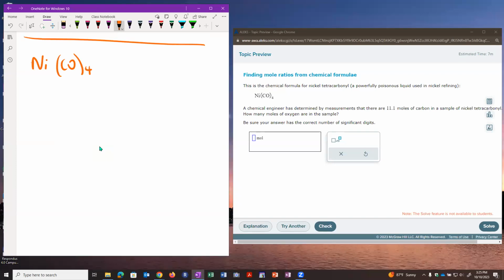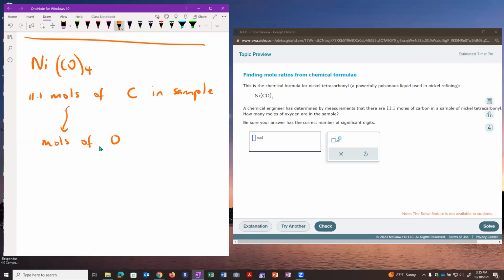and we're told that there are 11.1 moles of carbon in this sample of this particular compound. And then we need to figure out, based on that, how many moles of oxygen, so moles of O, are in this sample.